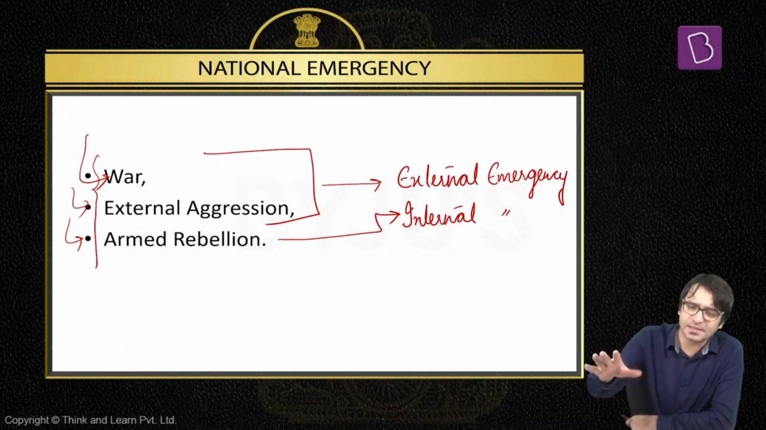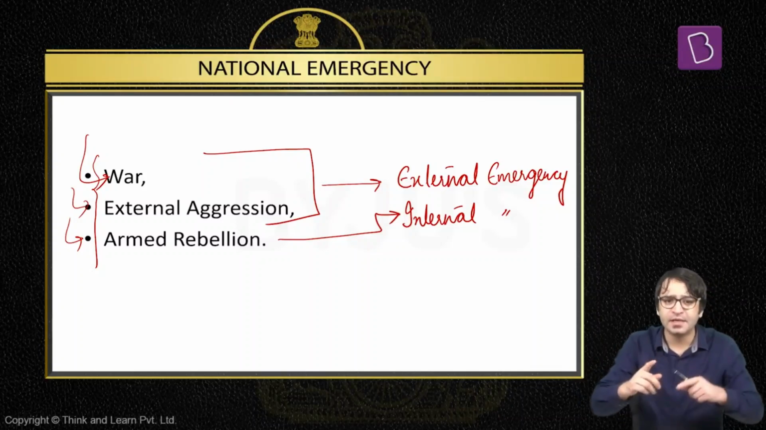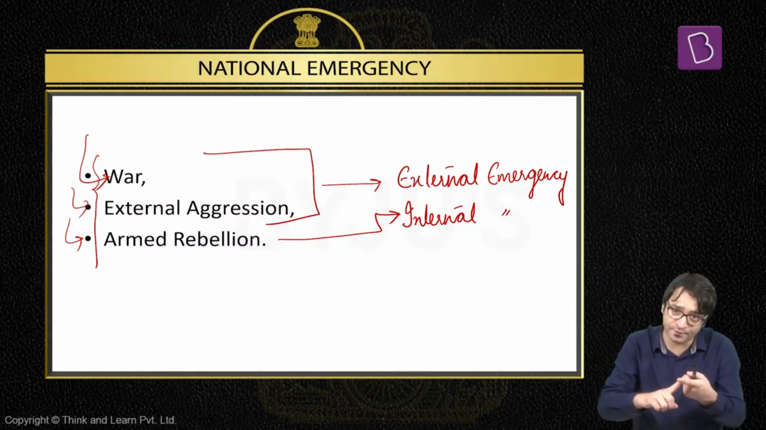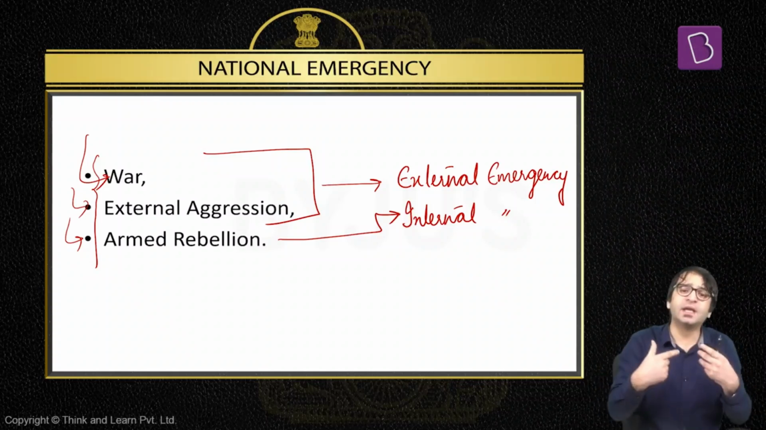War is always declared. Pakistan declares war on India. India declares war on Pakistan. India declares war on China. China declares war on India. Since war has been declared, because of which the security of the nation or any part of the state is under threat, what can the President do? He can proclaim national emergency.